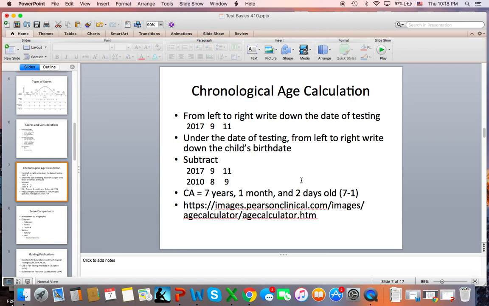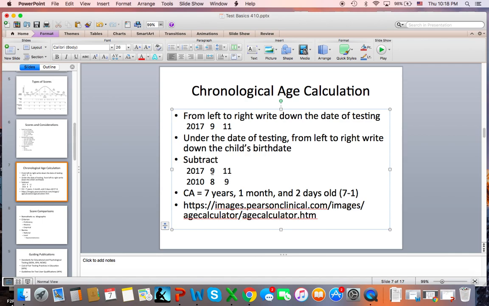So, I'll teach you a little calculation here. For many of these commercially available tests, things like the Woodcock and intelligence tests and behavior assessments, it's necessary to calculate a chronological age. Rather than just saying the child's 9 years old, we need to know how many years, how many months, and how many days old. So it's a stepwise process. First, you write down the date of testing, starting with the year, the month, and the day. Then directly below that, you write down the child's birth date from left to right: the year, month, day.